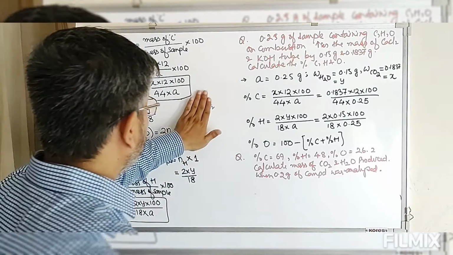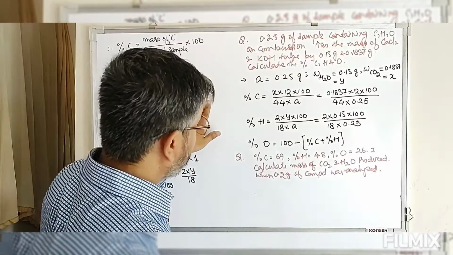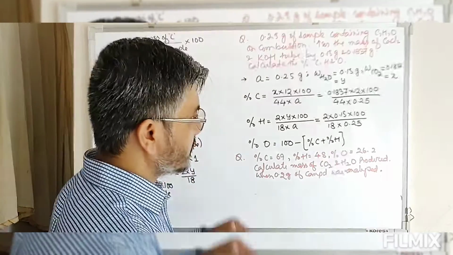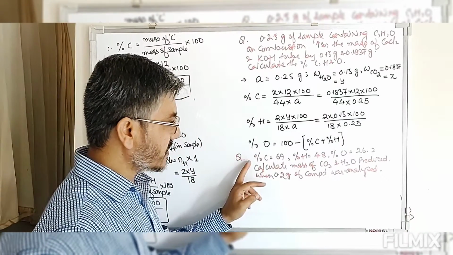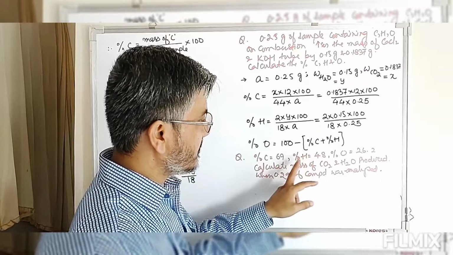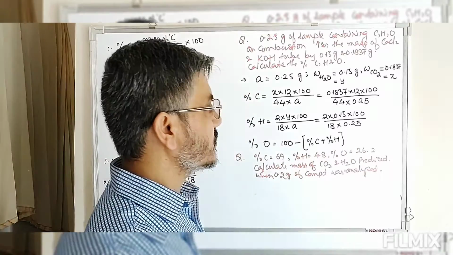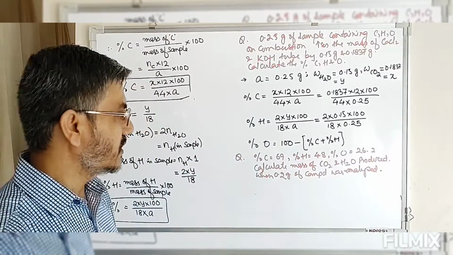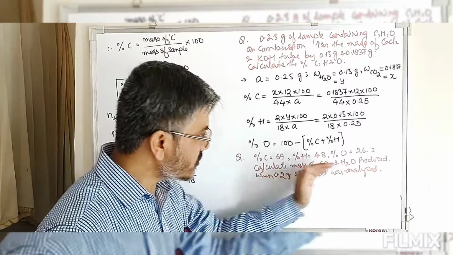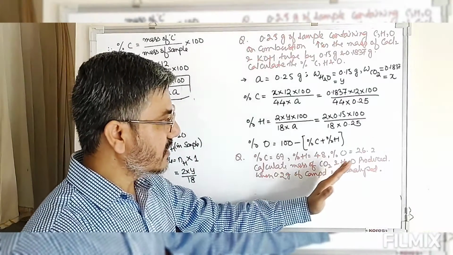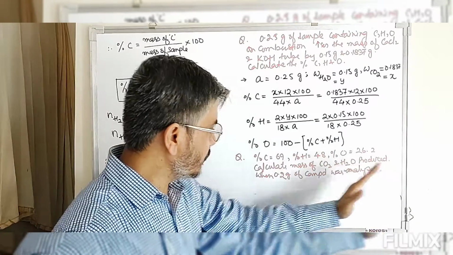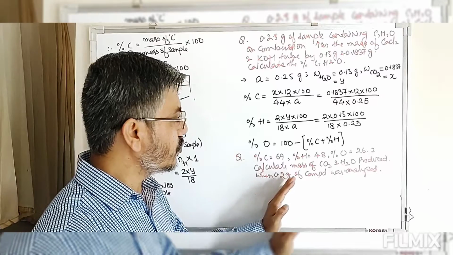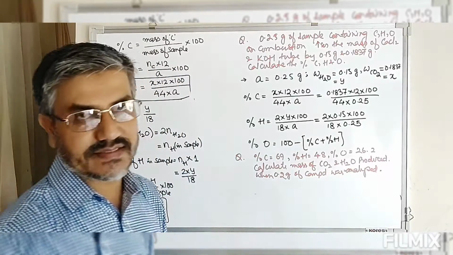Let's say the second problem. So we have an organic sample. This organic sample contains 69% carbon, 4.8% hydrogen, and the remaining, that is 26.2% oxygen. The question says calculate the mass of carbon dioxide and water produced when 2.2 gram of compound was analyzed.